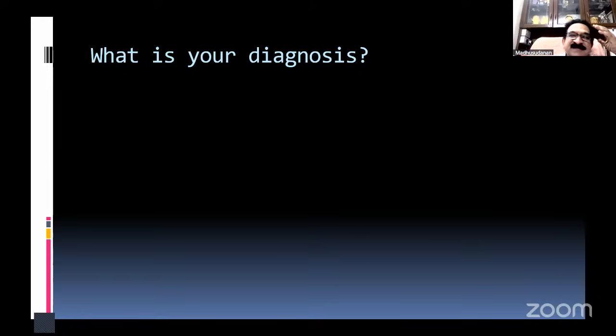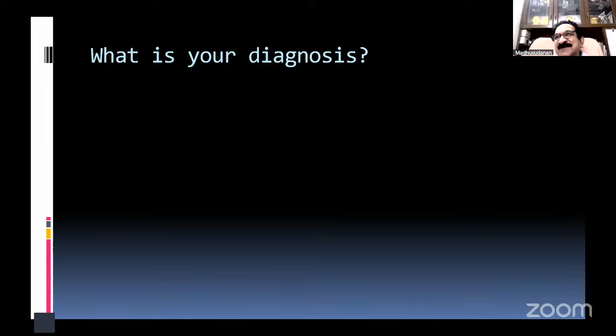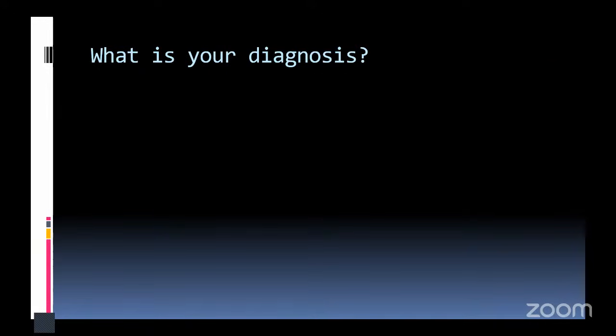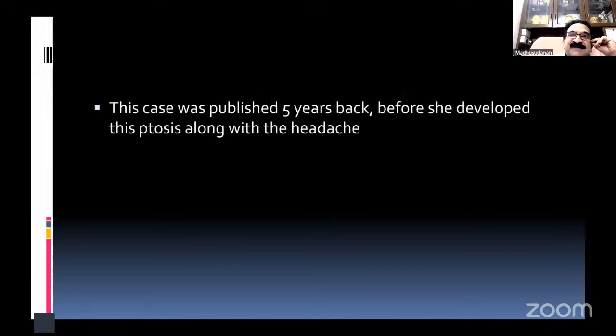But have you seen this thing before? Facial deviation with the ptosis? No, sir. We have seen isolated ptosis with redness in cluster headache, but not with facial deviation. Yeah, that is well known. Even menstrual migraine can have ptosis, I have seen with congestion, but not facial. Yes, but in this patient initially there was only facial elevation. In fact, this case was published 5 years back, before she developed this ptosis along with the headache.